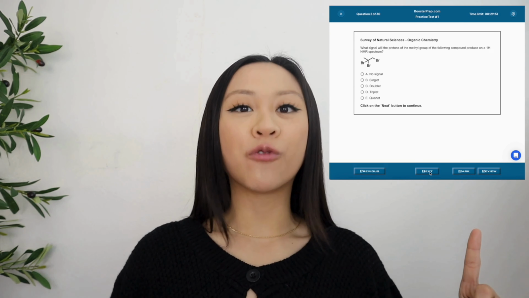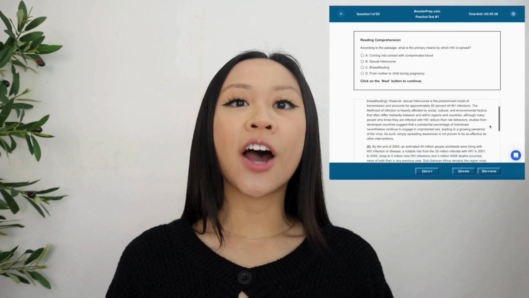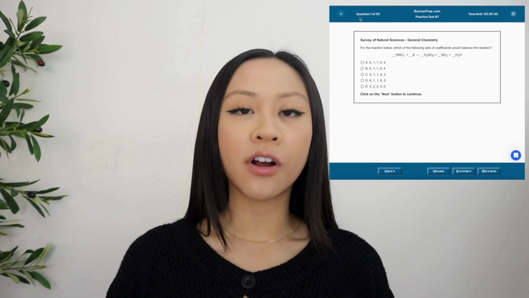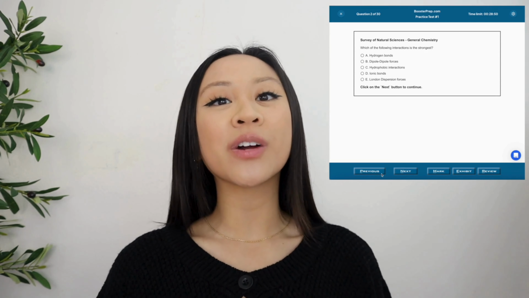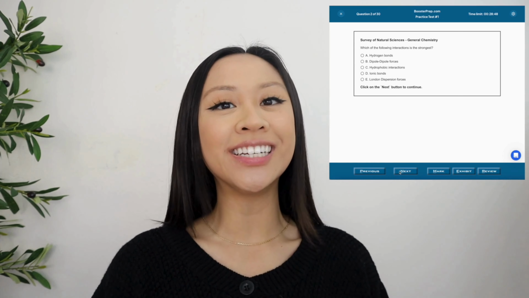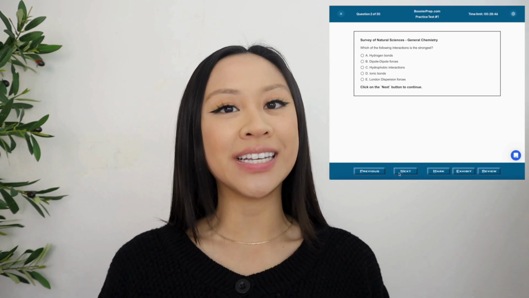These are how the questions are formatted on the OAT. As you can see on the top left corner, you could see what number you're on. On the top right corner, you could see how much time you have left. At the bottom left hand corner where it says previous, you can go back a question. In the middle where it says next, you could proceed to the next question.